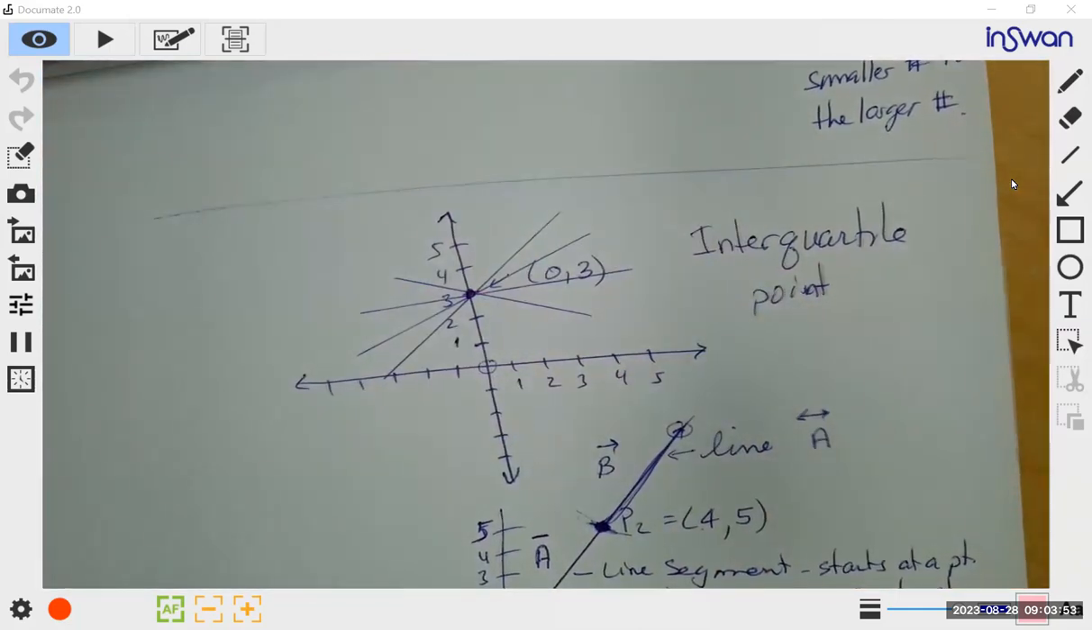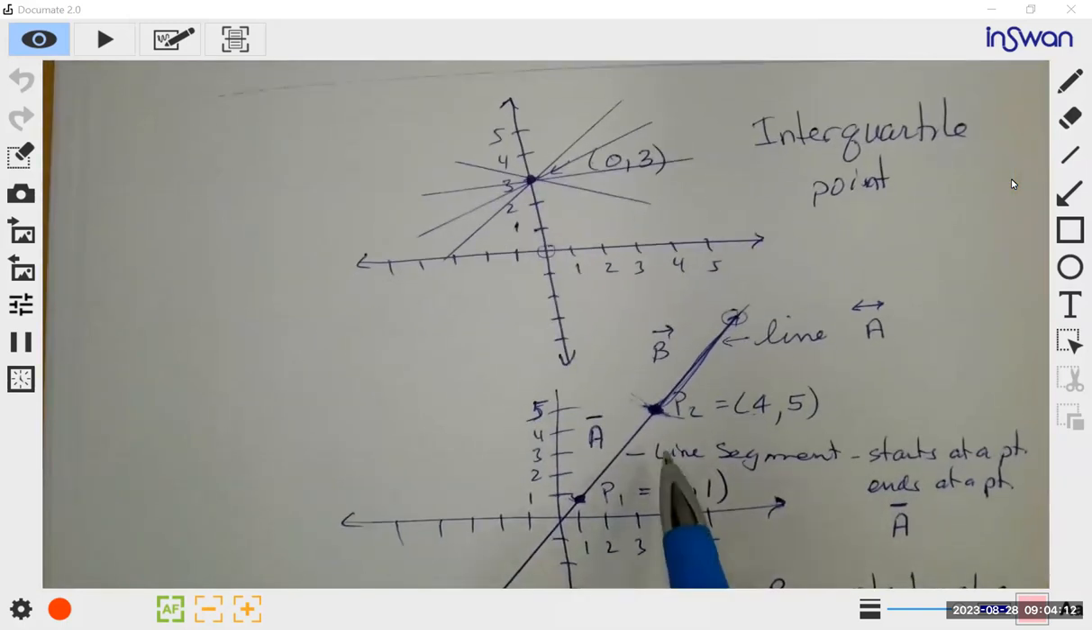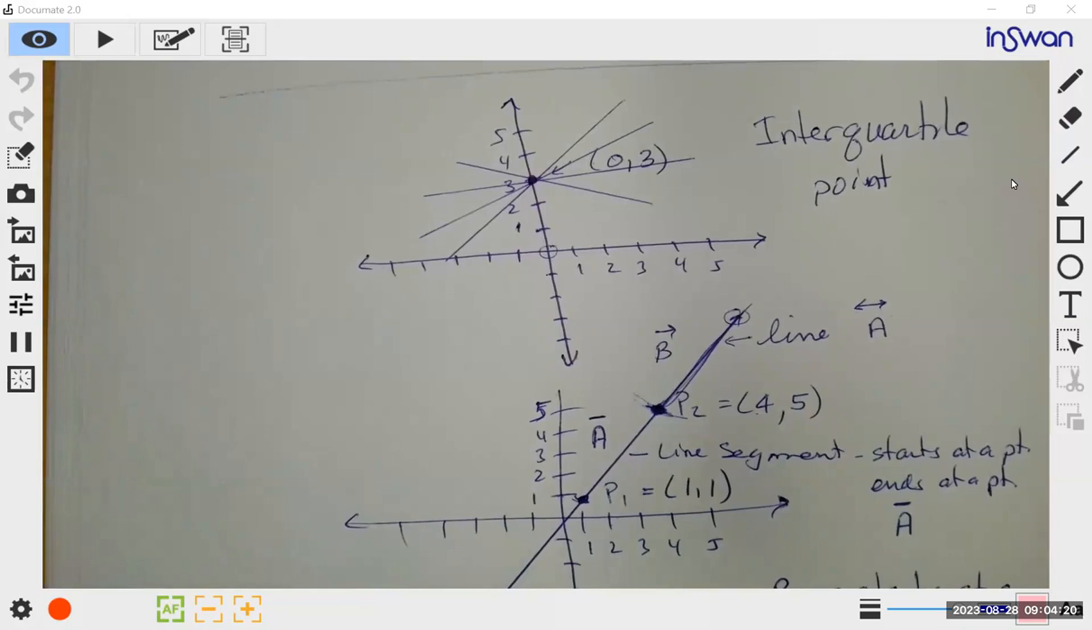I can keep it going. You have an infinite number of lines with one point. But if you have two dots, then one and only one line goes between those two dots. A line has to have at least two dots. So once we have two dots, we have a line.